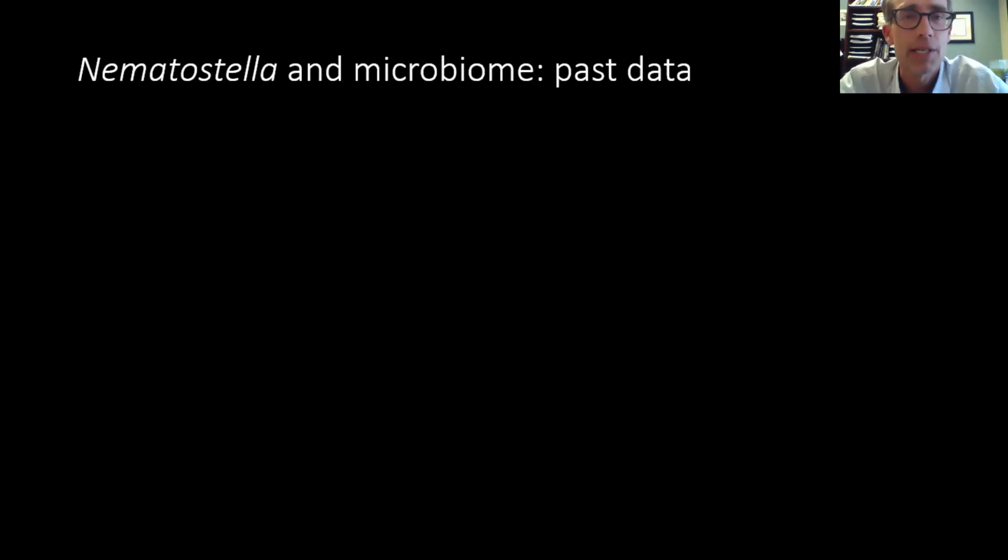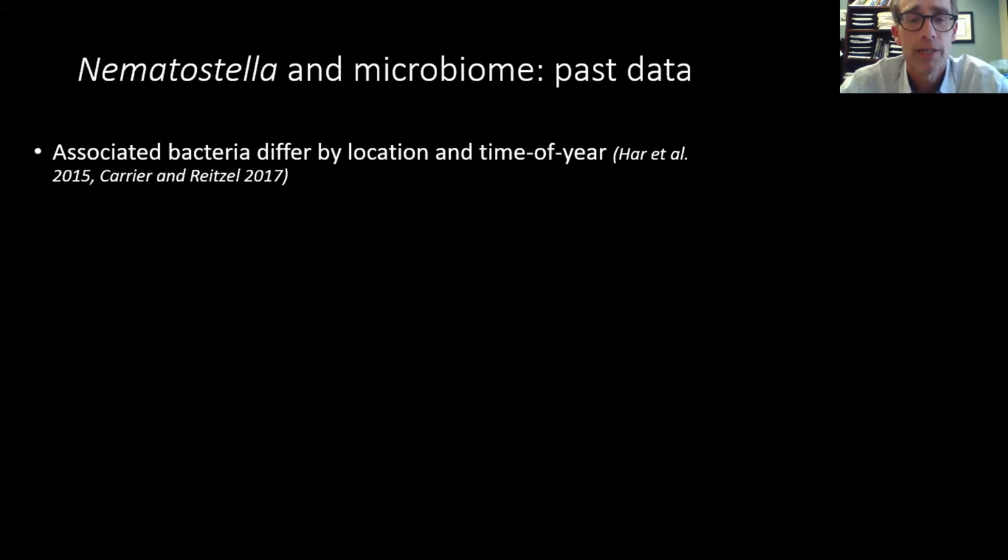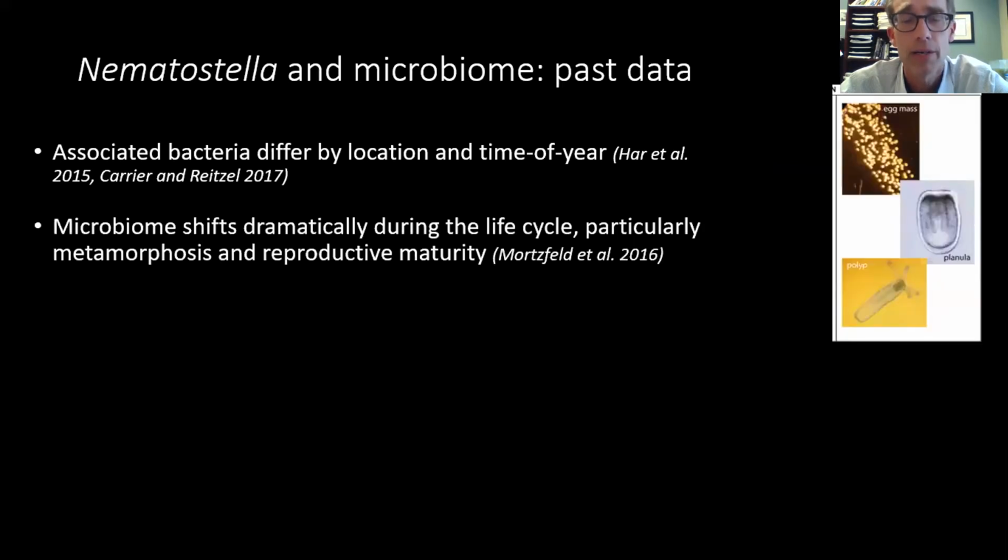Because I can't talk about everything, I'm going to talk about 2 projects, but I did want to give a little context for what we've been working on and what we know so far. Much of what we've learned about Nematostella's microbiome mirrors the microbiome studies in most other animals and most other plants. Here's a bullet list of the work that we've done, both published and in preparation for publication: associated bacteria differ by location within their geographic range, as well as time of year. So there's a lot of variation throughout space and time, and the microbiome shifts dramatically during the life cycle. These are particularly large transition events at metamorphosis as well as reproductive maturity.